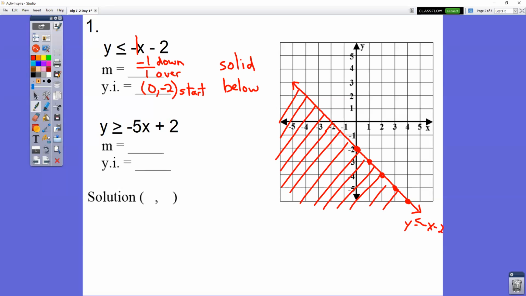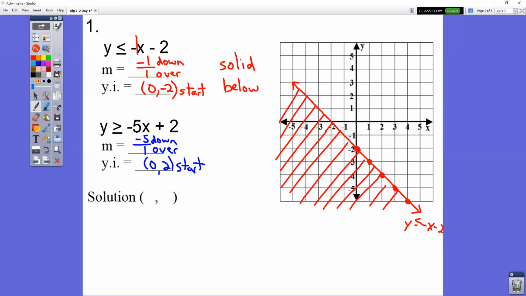Now, for the second one, we have y is greater than or equal to negative 5x plus 2. Our slope is our number in front of our x. It's always written as a fraction. So this is negative 5 over 1. That really means down 5 over 1. Our y-intercept is always 0, comma, whatever our plus or minus is. So it's 0, comma, 2. That's where we're starting at.